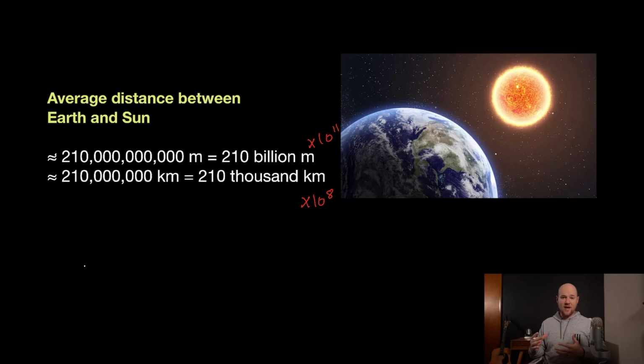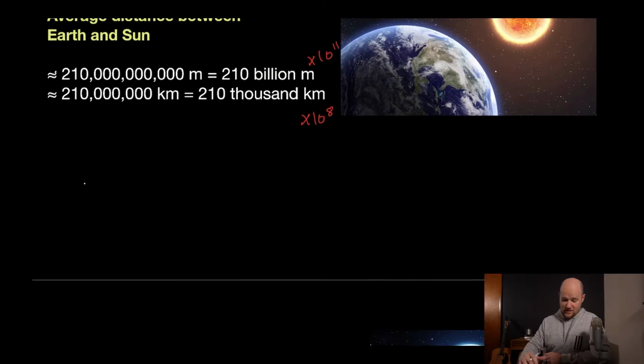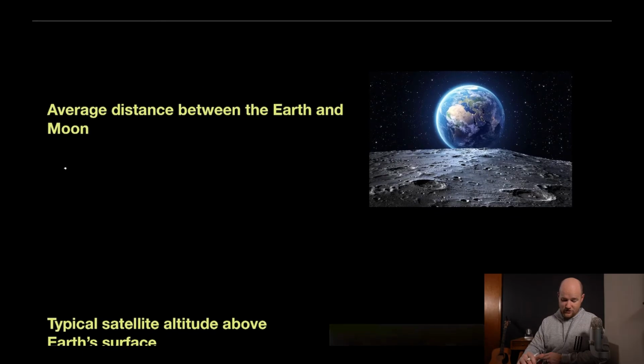So you notice order of magnitude is not an exact answer. It's more of an approximation to get the range in which the answer is going to fall. So we talked about the distance from the Earth to the sun. Let's talk about the distance from the Earth to the moon.